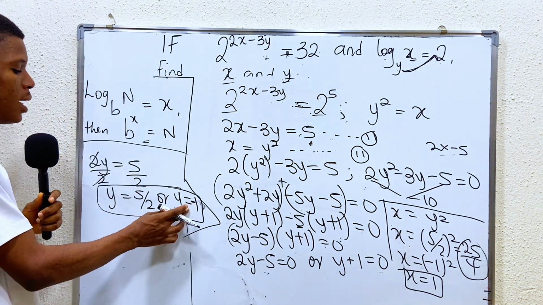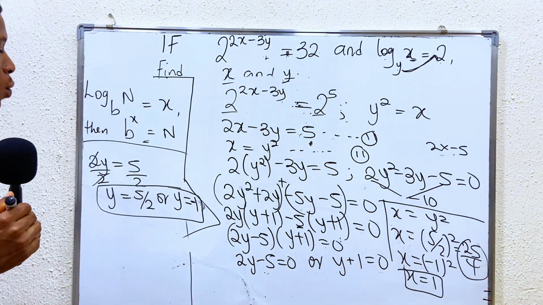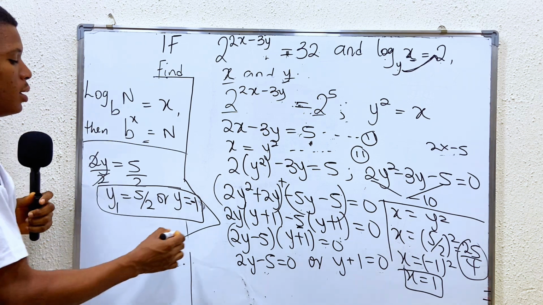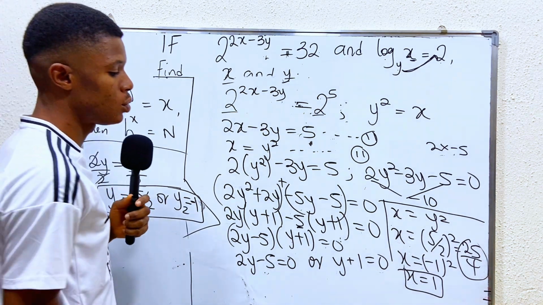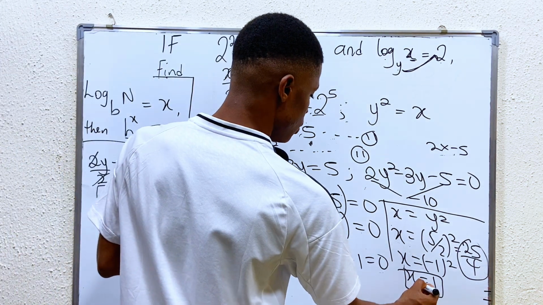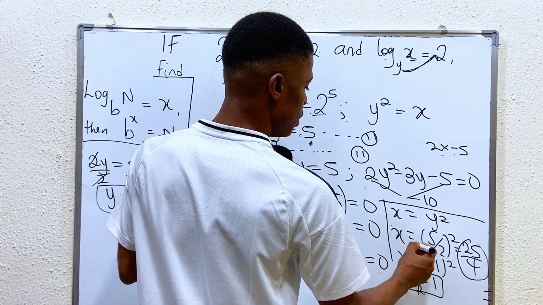Same as y is minus 1 and y is 5 over 2. So this is y1, this is y2. So this one is x1, x2, and this is what?